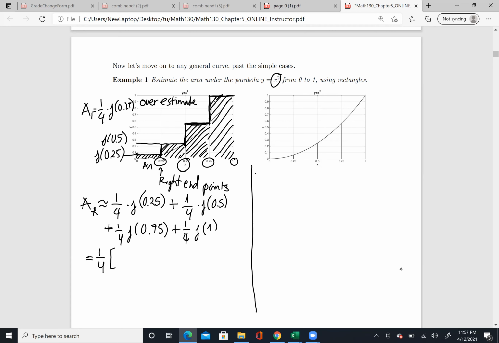Let's see what happened. Okay, so let's come back to the notes and keep talking about the area under the curve using Riemann sums. So firstly, let's talk about the sigma notation.